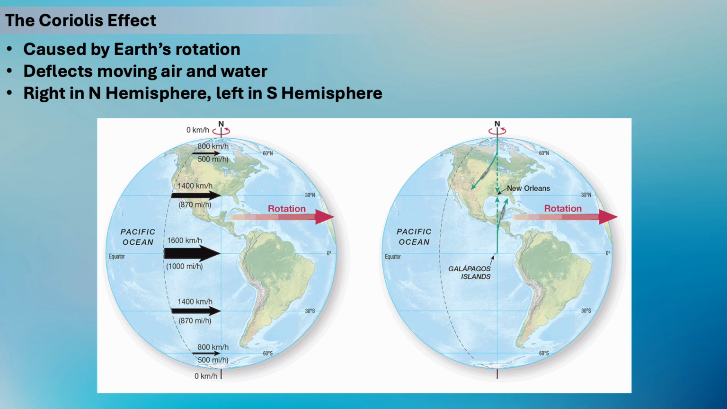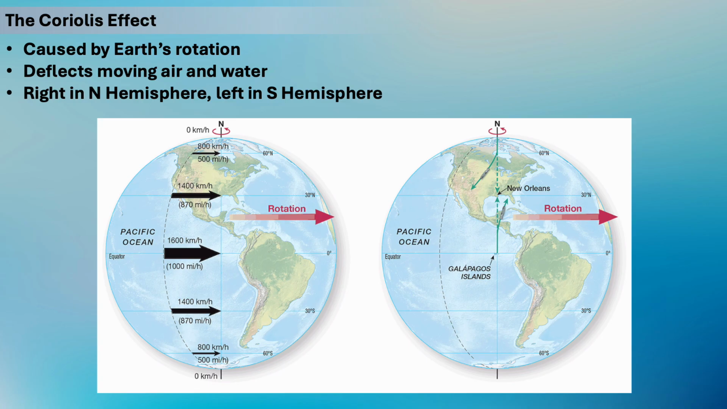To understand the Coriolis effect, we need to start with Earth's rotation. Earth rotates from west to east, completing one rotation every 24 hours. That's what we refer to as a day length. Importantly, different parts of Earth's surface move at different linear speeds. Points near the equator travel faster than points closer to the poles because they have a greater distance to cover during each rotation.